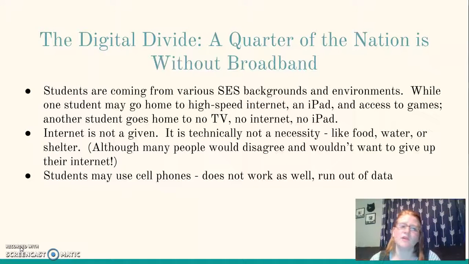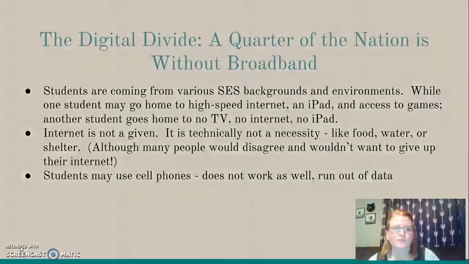So again, even though it's not a given, it's not technically a necessity, our students really do need internet. And this article talked about what are we going to do and how are we going to approach that, which I will talk about a little bit more later.